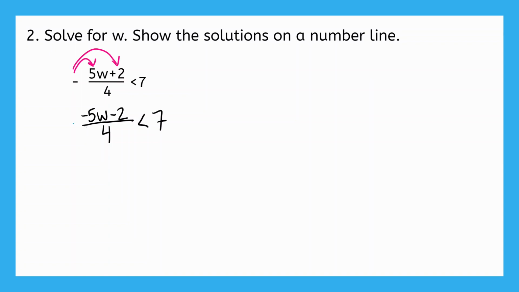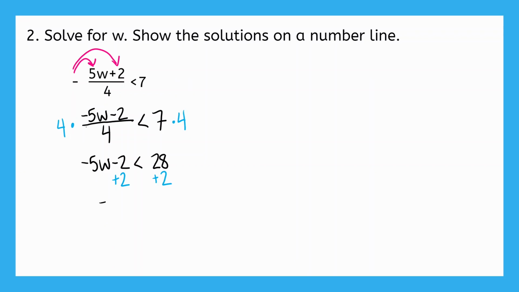So let's multiply both sides by 4 first. Multiplying by 4 on the left side cancels the 4 in the denominator. And on the right side, this becomes 28. There's no need to flip the inequality when multiplying by 4 because 4 is positive. Then we can undo subtracting 2 by adding 2 to both sides.